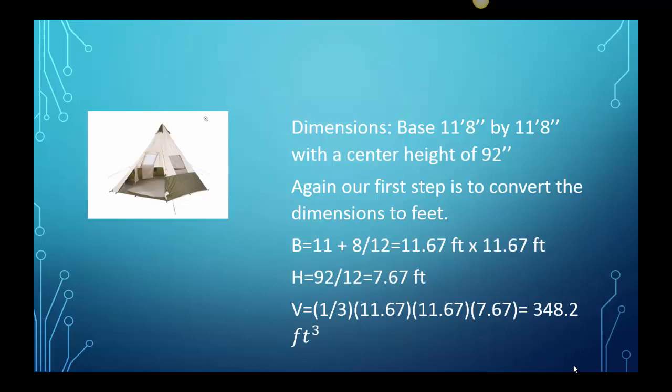This time it is a pyramid. So with a pyramid, I use a third. Prism, I use a half. Here for the pyramid, I use a third. So I have a third times the length, the width, and the height: 11.67, 11.67, and 7.67. I end up with 348.2 cubic feet.